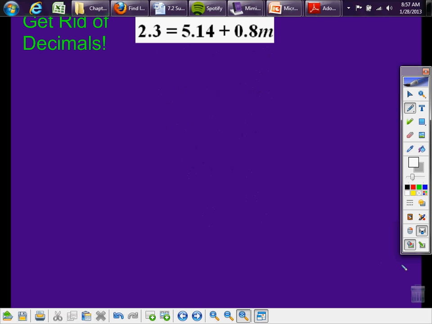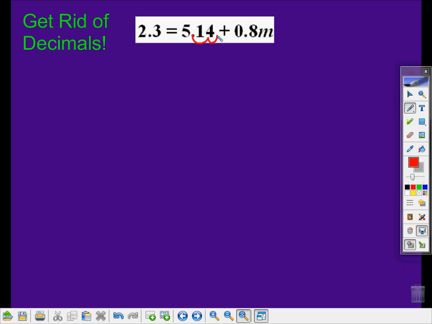Now we are going to learn how to get rid of the decimals. So we have 2.3 equals, write this down, 2.3 equals 5.14 plus 0.8m. Could we solve this using decimals? Yes. There is another way: we can get rid of the decimals. The farthest decimals that we have to go over is 2. So I'm going to do that for each number. If this one moves over 2 to get rid of the decimals, this one moves over 2, and this one moves over 2. What I'm really doing is multiplying by 100 to get rid of the decimals. Could you keep the decimals? Yes, but you can also get rid of them.